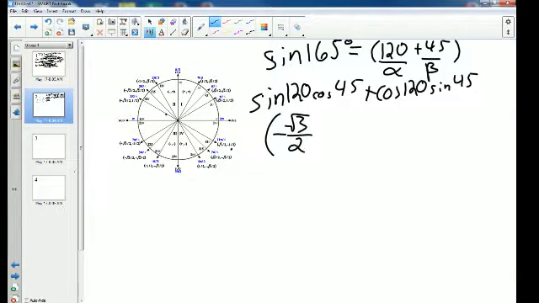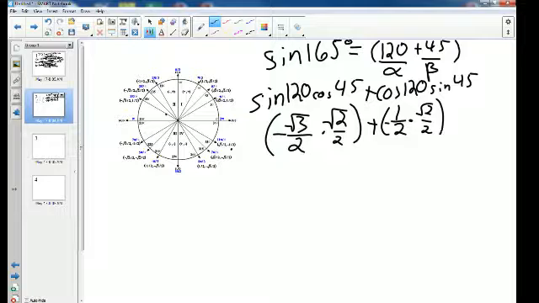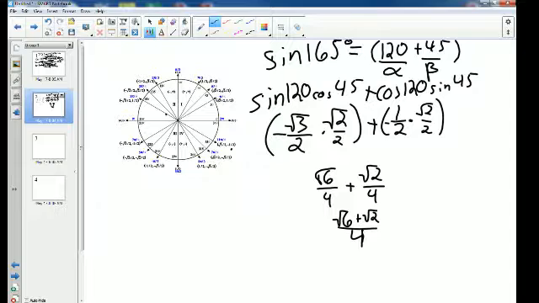Negative root 3 over 2 times root 2 over 2 plus 1/2 times negative root 2 over 2. Now, all you have to do is solve the problem. You multiply these values and you get root 6 over 4 plus root 2 over 4. And that becomes root 6 plus root 2 over 4. Ta-da! It's not that difficult, it's just ugly.